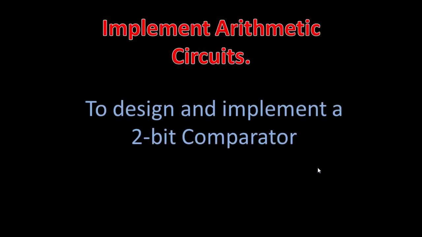In this session, we'll study the implementation of arithmetic circuits. So we'll design and implement a 2-bit comparator. A 2-bit comparator compares two numbers and gives the result in the form like, if we are comparing A with B, three cases will arise: either A is greater than B, or A is equal to B, or A is less than B.